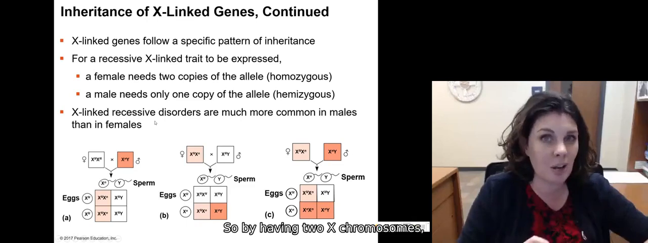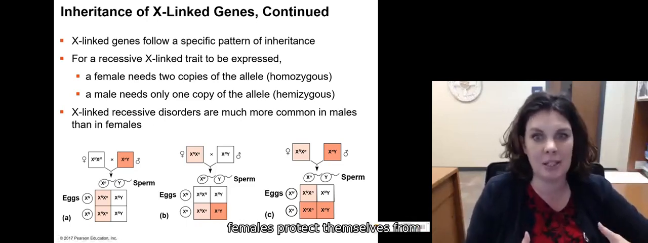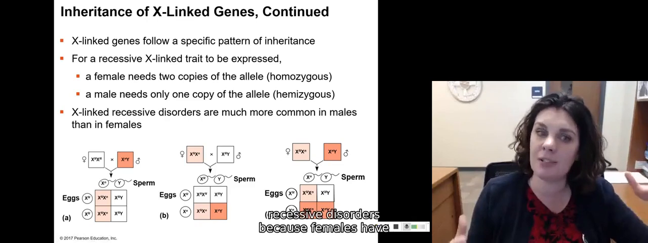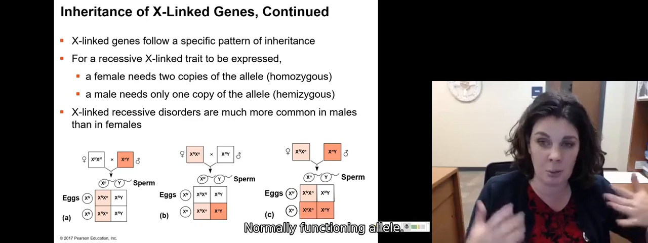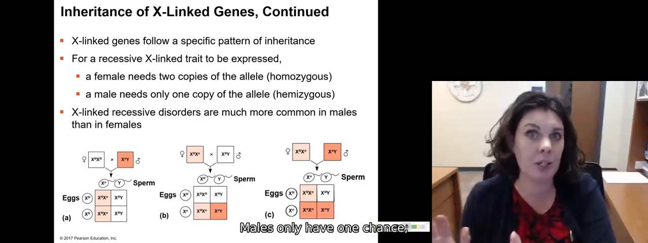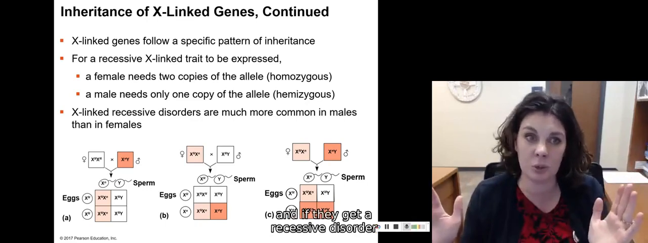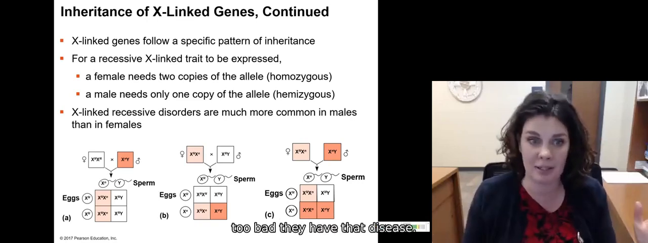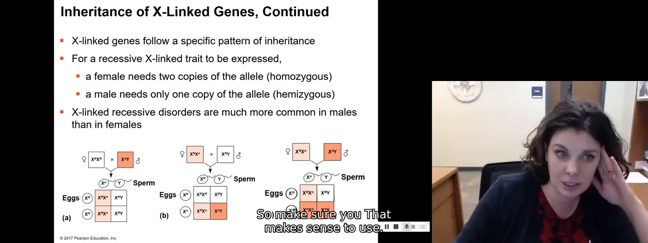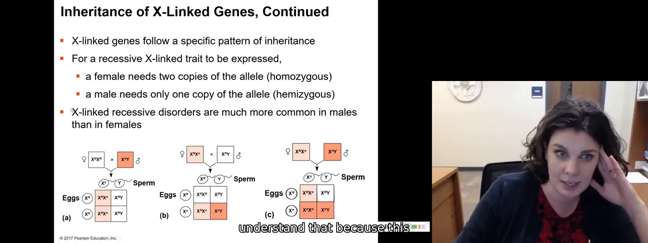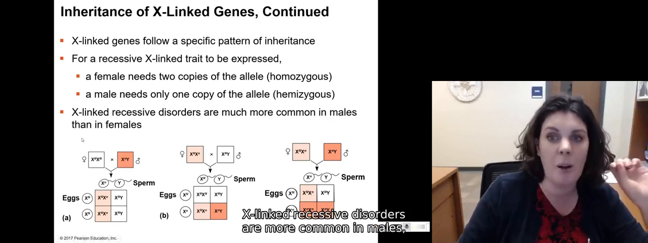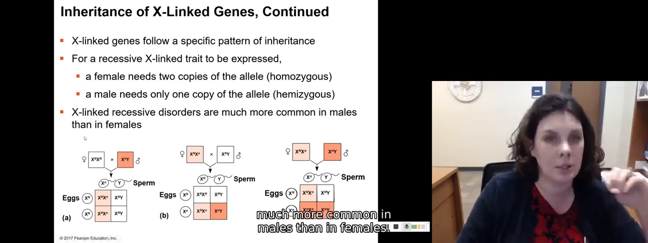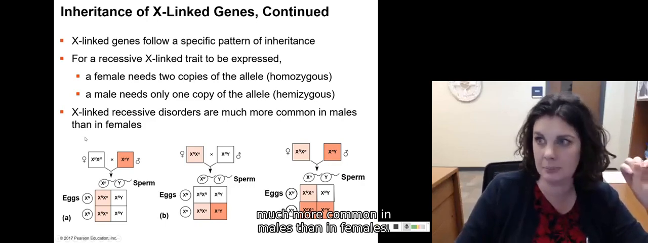Okay? So by having 2 X chromosomes, females protect themselves from recessive disorders because females have 2 chances to have a normally functioning allele. Males only have 1 chance, and if they get a recessive disorder on their X chromosome, too bad, they have that disease. Okay, so make sure that makes sense to you. So I want you to really stop and understand that because this is a pretty important concept for the rest of what we're talking about this semester. X-linked recessive disorders are more common in males, much more common in males than in females.